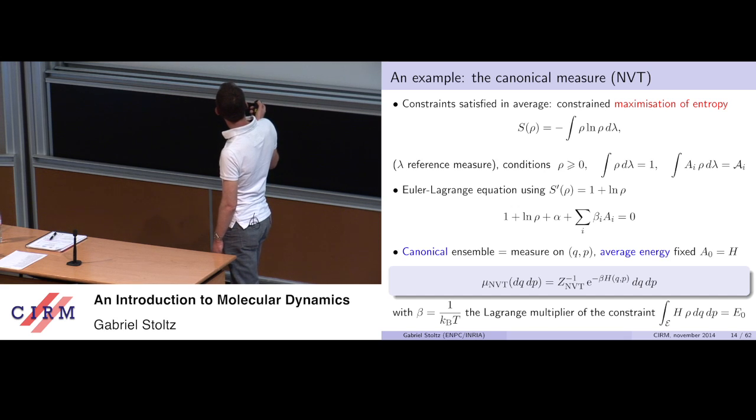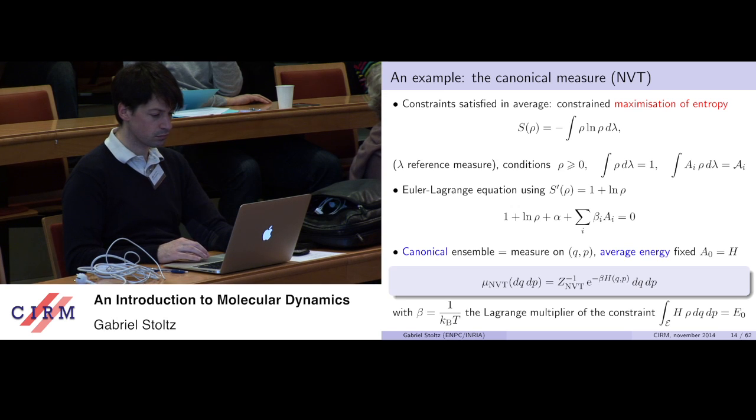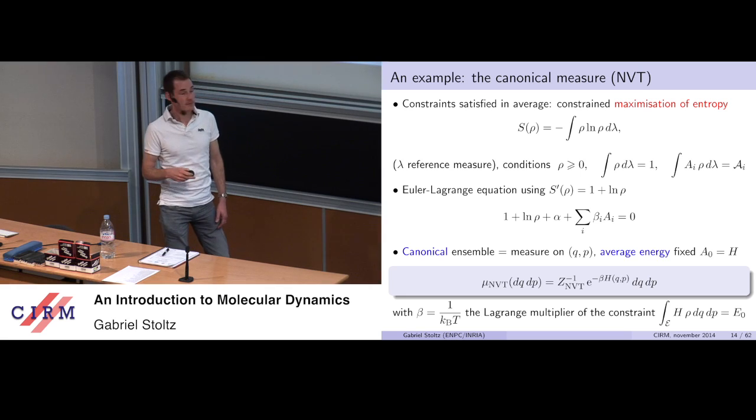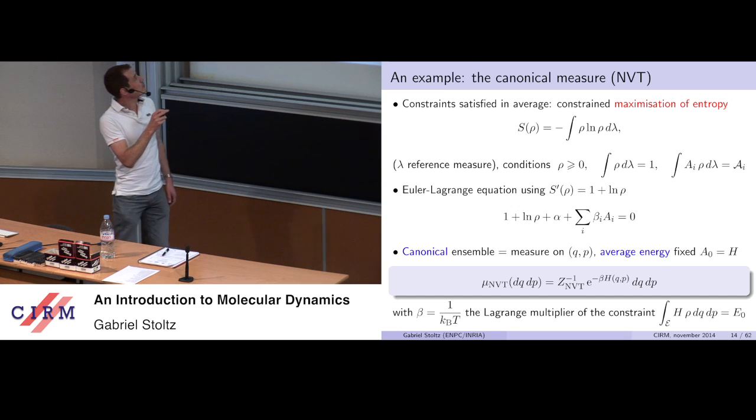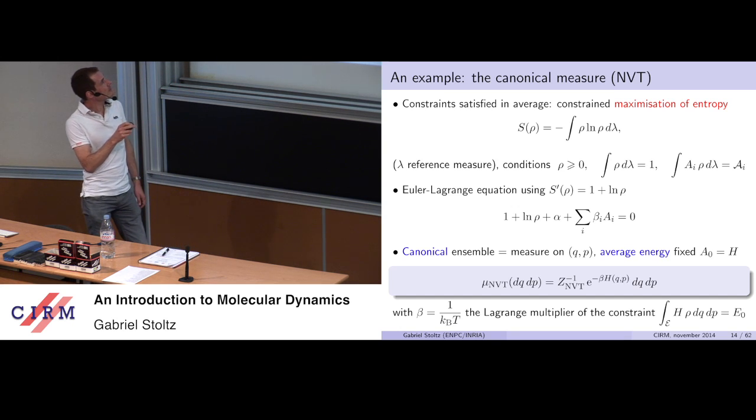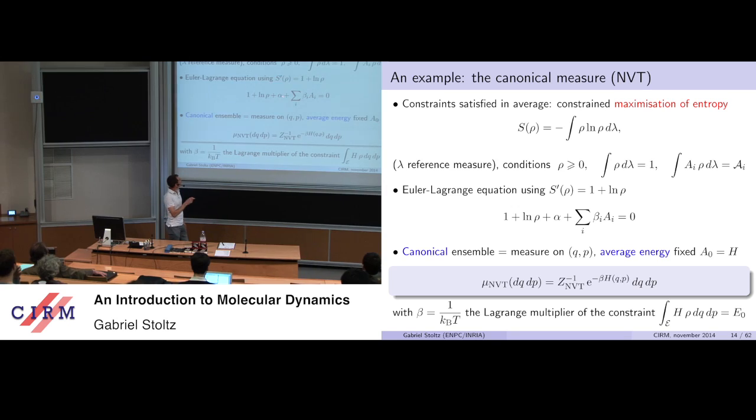The conditions you want on a probability measure are that the density is positive, that it integrates to 1, and in addition you assume that certain quantities A_i have a fixed average. For the canonical measure, I want the average of the Hamiltonian to be fixed to some given energy level. When you maximize this entropy without constraint, you can check that the solution is formally the uniform measure. Now if you maximize under those constraints, you end up with these Euler-Lagrange equations.